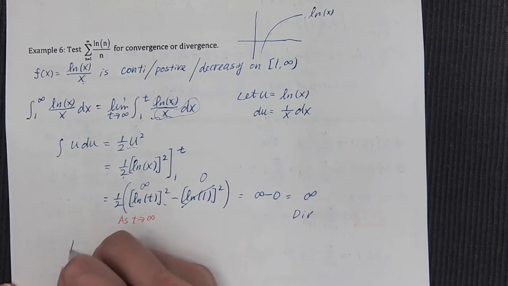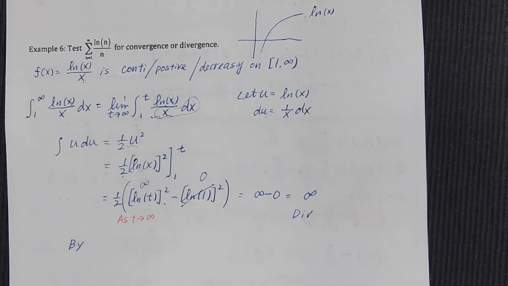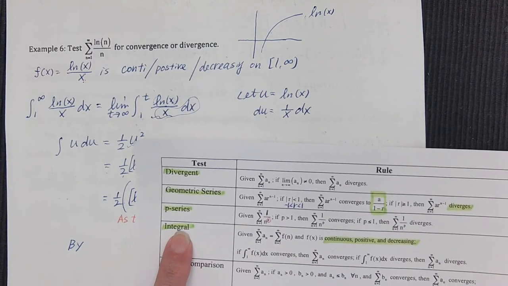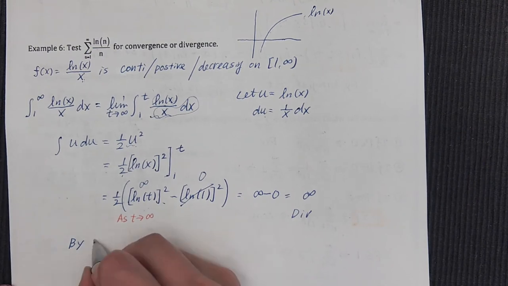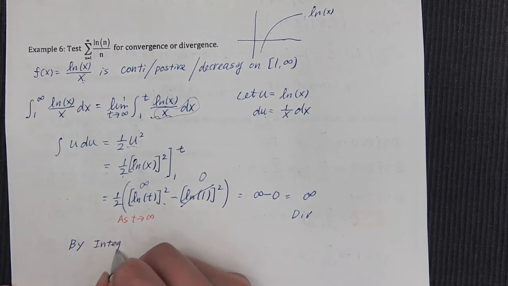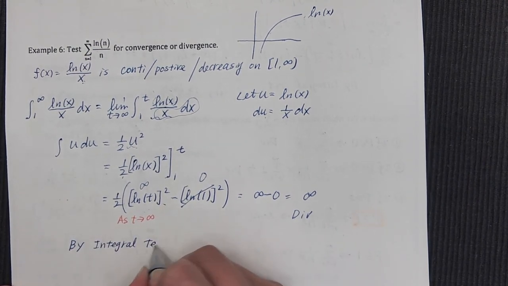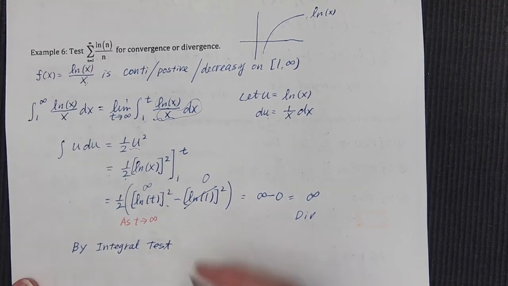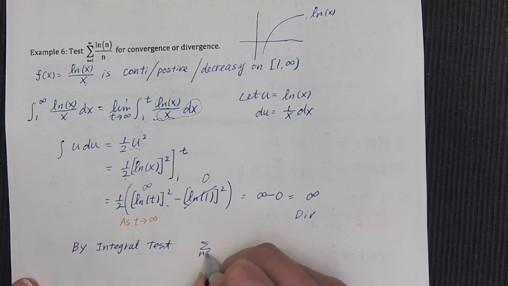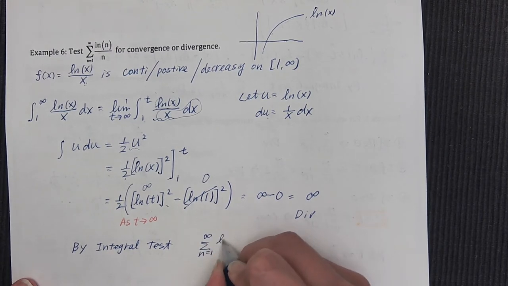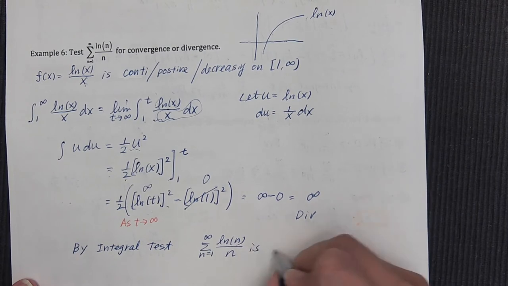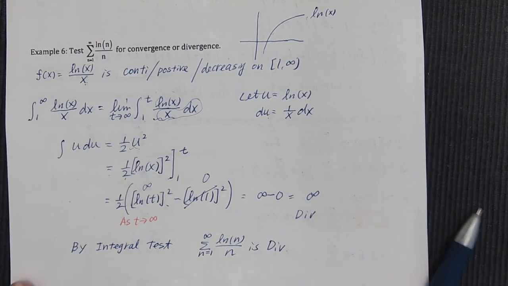So which test do we use? Integral test. By the integral test, the summation from n equals 1 to infinity of ln n over n is divergent.